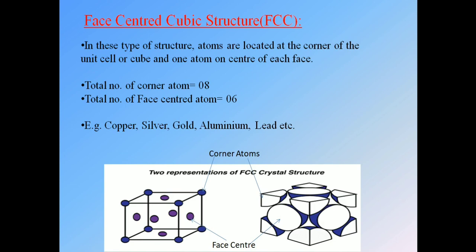Next we have the third type, that is the face centered cubic structure, FCC. Again, we go through the diagrams first. On the left side we have a half diagram. In this again there is a cube with its 8 corners and 6 faces. Here again we have placed spheres in blue color at the corners. They are 8 in number, right? As there are 8 corners, there will be 8 atoms.